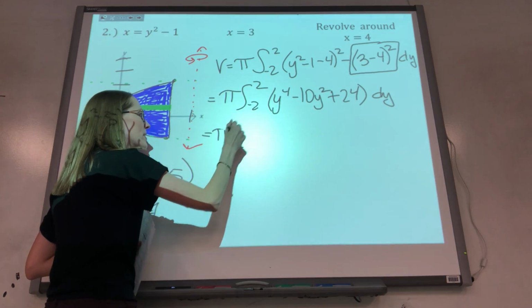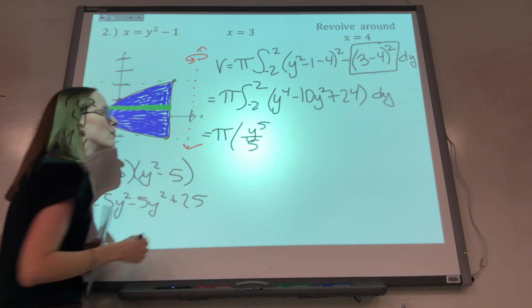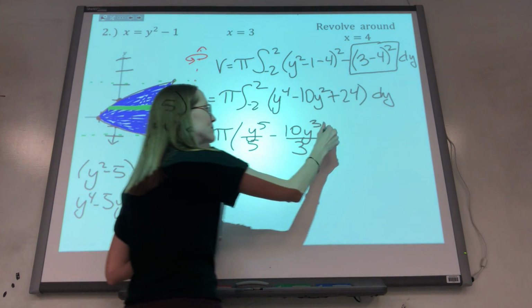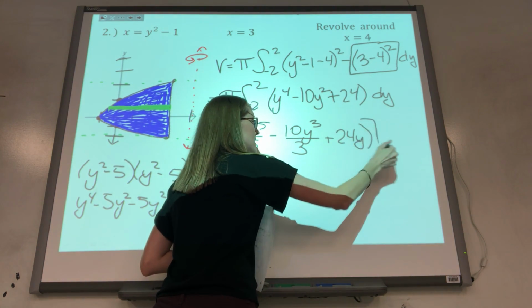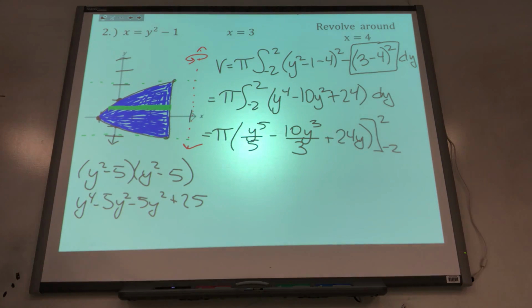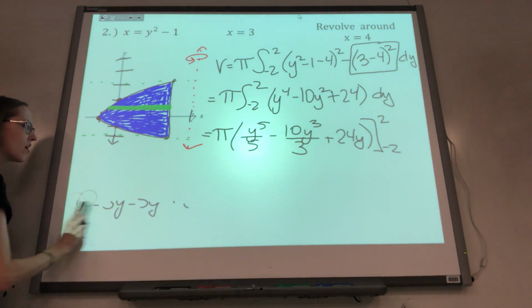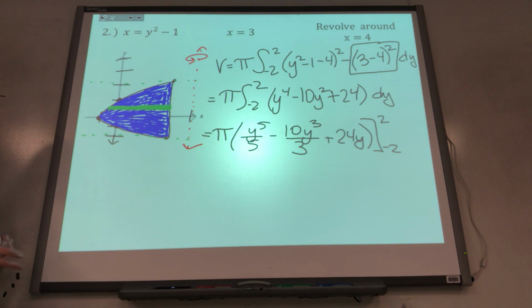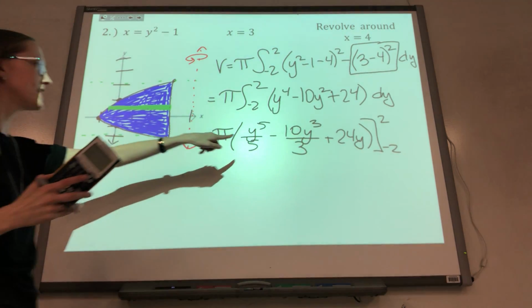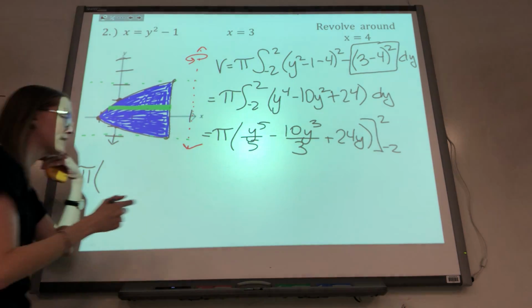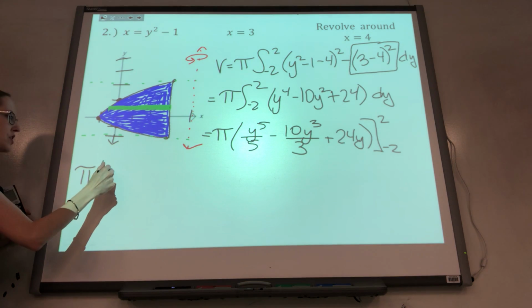Okie doke. And here we go. Add 1 to our power. Put our new power on bottom. y to the 5th over 5, minus 10y cubed over 3, plus 24y. And again, it is a little bit of a bummer because our lower bound is not 0, so I'll have to do both numbers on this problem. There's quite a few negatives that we have to worry about, especially when we go to plug in the -2. So let's be extra careful with those, but I'm starting with the positive 2.